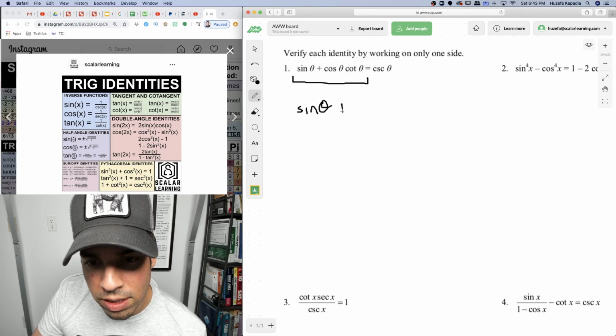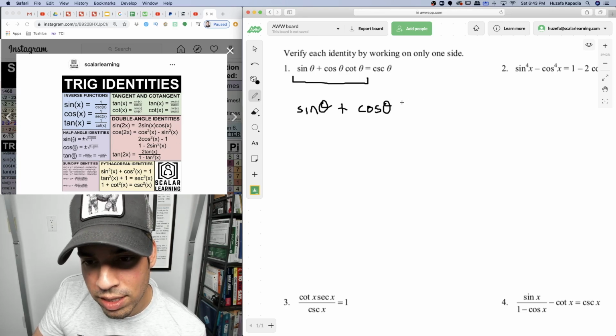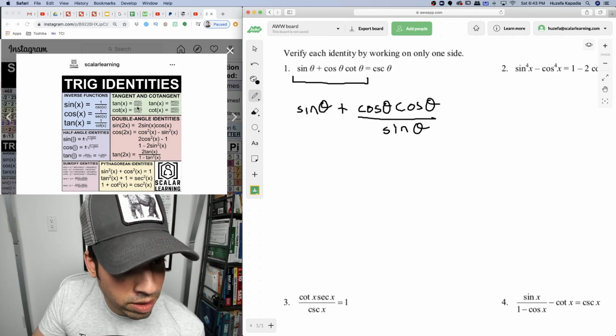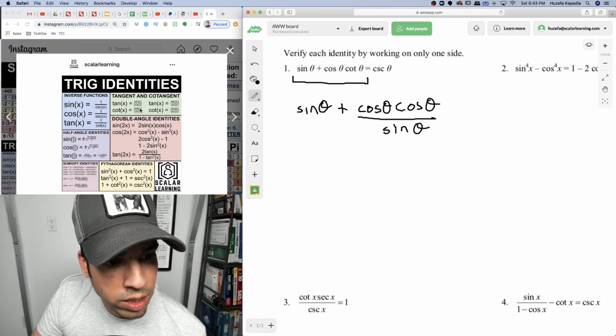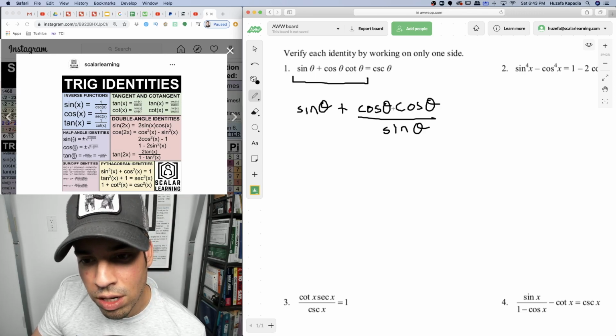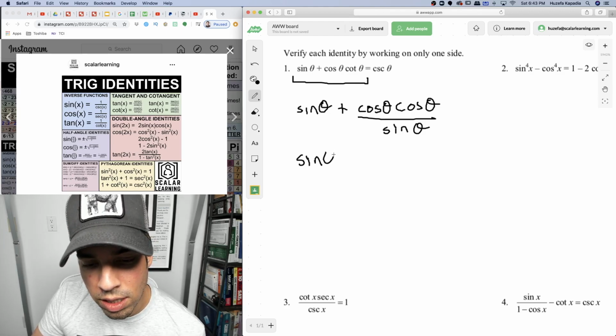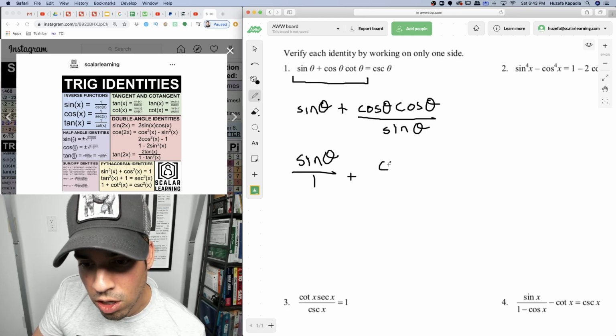My first instinct is to turn that cotangent into cosine over sine. So if we're multiplying this, I can take that from right over here. We said cotangent is really cosine over sine. Okay, so that's pretty cool. So now if you'll notice, what I have is cosine times cosine over sine. So really, what is this? The sine theta is going to stay right there. I'm going to put it over 1 just because I see I have a fraction coming in here. Now I have cosine times cosine, which is cosine squared theta over sine theta. And this equals, again, cosecant theta.